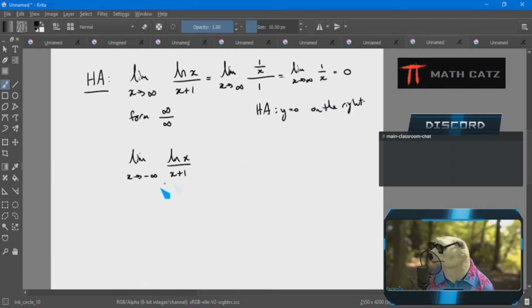On the left, who knows what's going to happen? Check the form. x goes to negative infinity. What is the form of this? What happens to the natural log when x goes to negative infinity? That is a question I'm asking you right now, in order for me to see, do I use L'Hopital's rule? I need to know how the pieces behave when x goes to negative infinity.